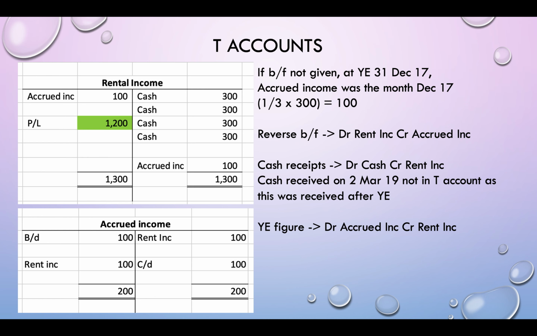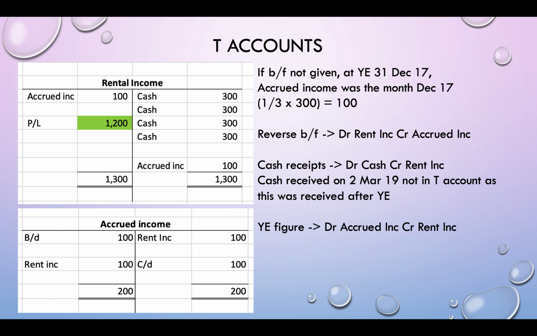Exam technique. Accrued income, you know, is an asset. Therefore, any brought forward balance would have a debit balance. Therefore, when you reverse your accrued income, you know it will appear on the left. The carried down figure is always the opposite, and hence the reason why the year-end figure appears on the right, because when you bring it down here, the brought forward figure would then be on the debit side.